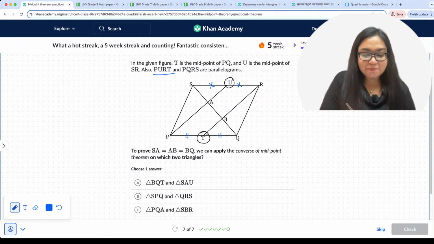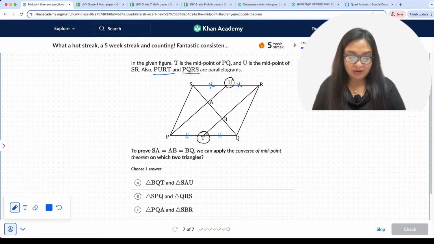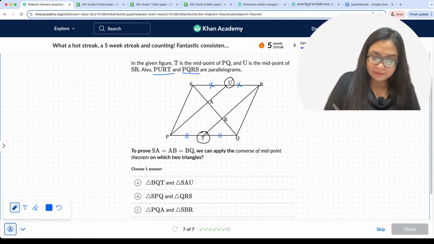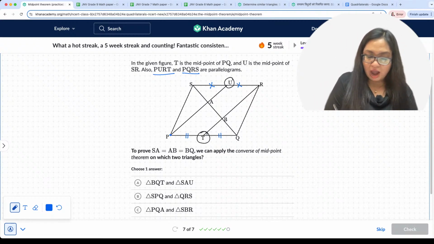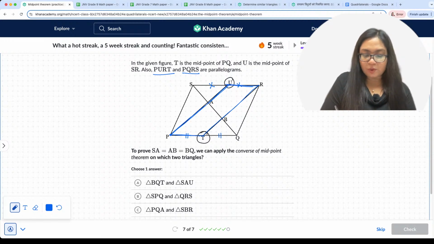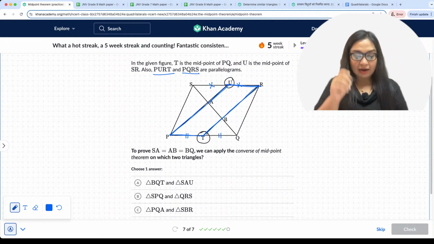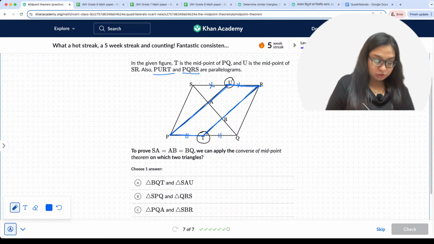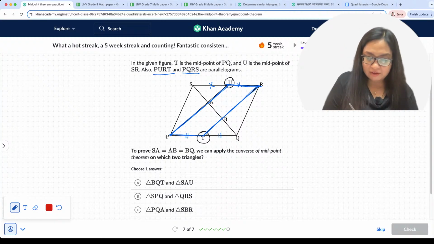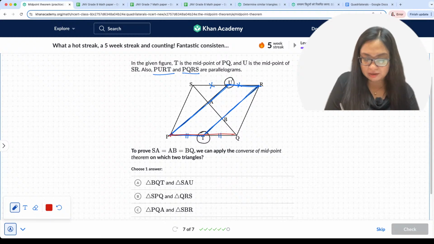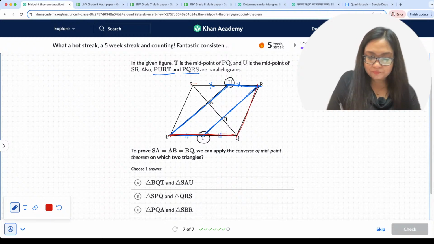Now, PURT and PQRS are parallelograms. So PURT मतलब this over here is a parallelogram, blue parallelogram, right? ये दिया हुआ है एक parallelogram. And PQRS. So which one is PQRS? We have PQRS as the bigger parallelogram. These two are parallelograms.